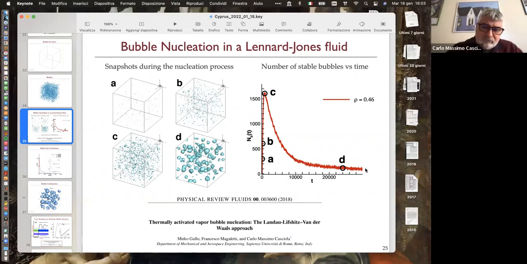And is there a specific power law that is followed during this stabilization, as you call it, or coalescence, let's call it? We have not investigated that in detail.